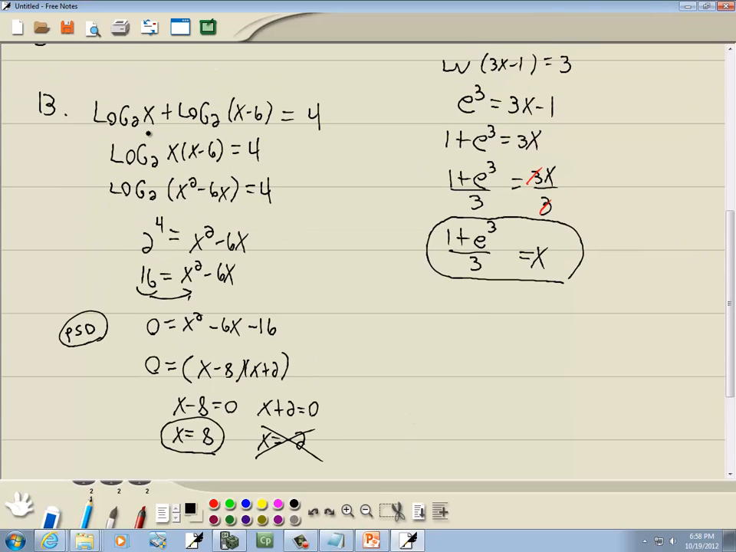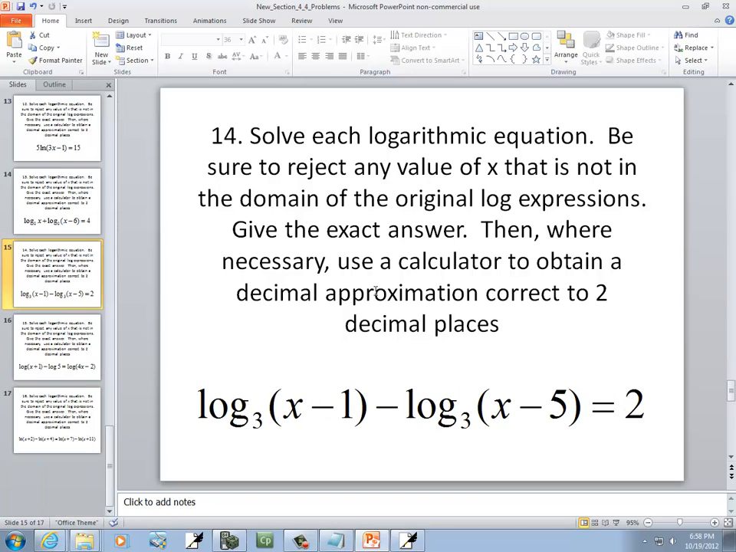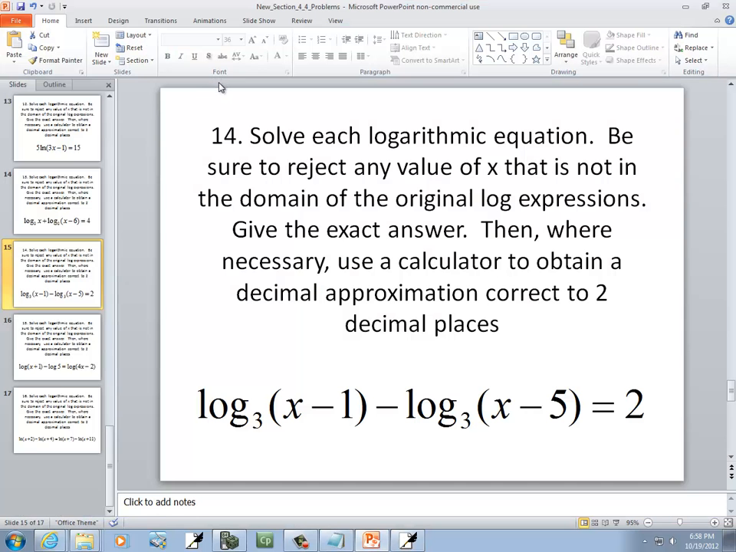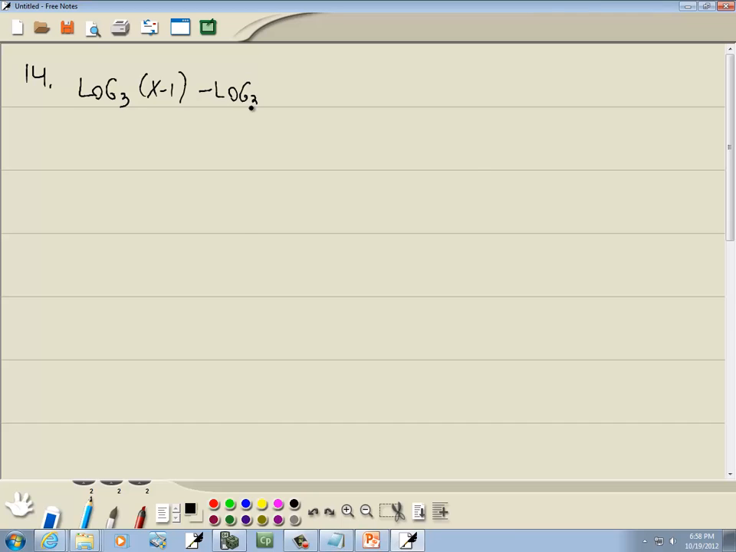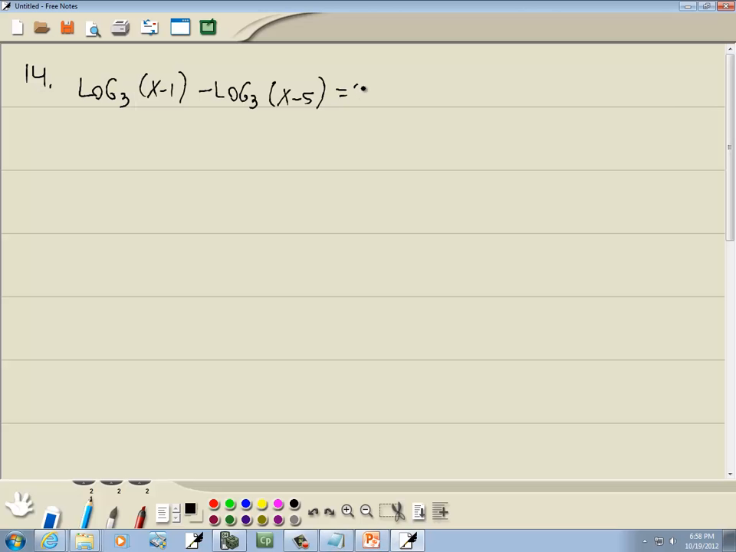And I don't think I have room to work the next one, so let me start a new page. And we've got x minus 1, x minus 5 equals 2. Okay, so our first step, get everything with the log on one side, numbers on the other side. That's done. Everything with the logs is on the left side and numbers on the right side.